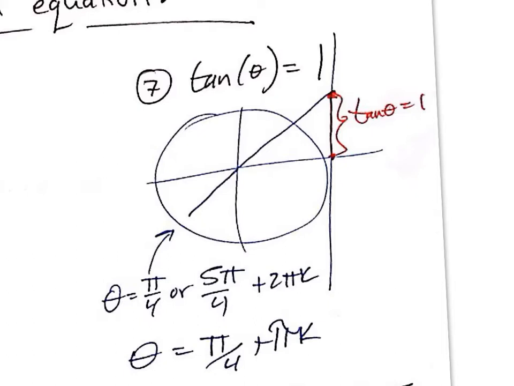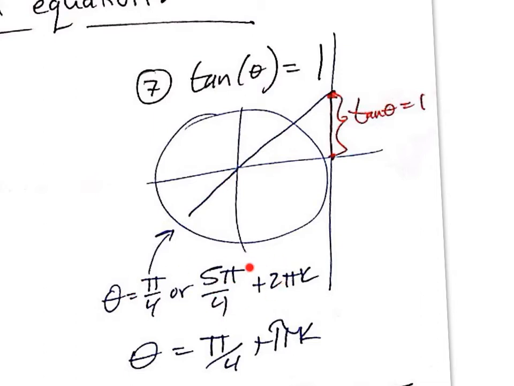So again, this is more unit circle. There's no algebra involved in getting the trig function all by itself. But we know tangent of theta equals 1. So that's where the sine and cosine are the same. So it'd be like this, right? Positive root 2 over 2, positive root 2 over 2. Or here, negative root 2 over 2, negative root 2 over 2. So we have pi over 4 plus 2 pi k, or 5 pi over 4 plus 2 pi k.